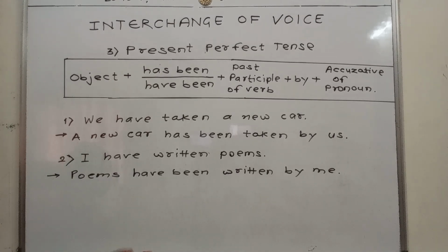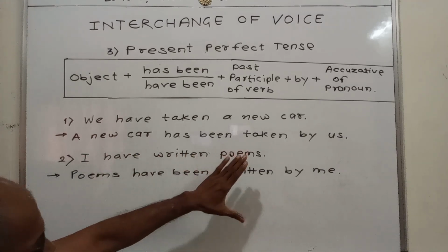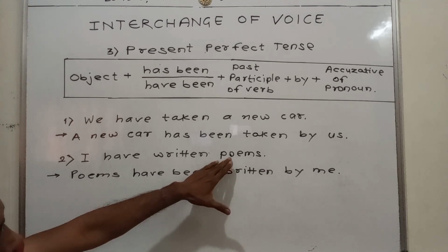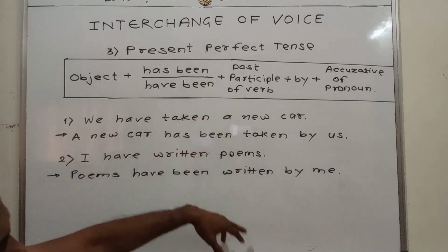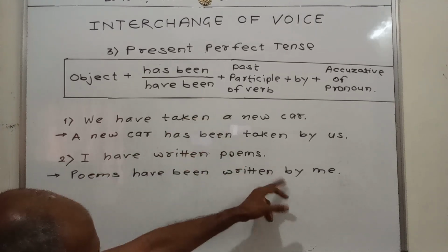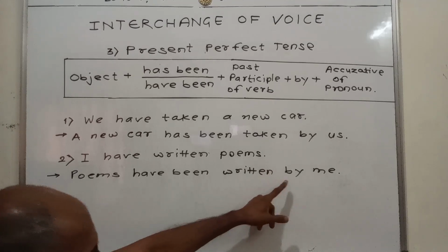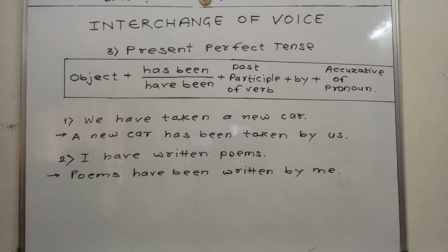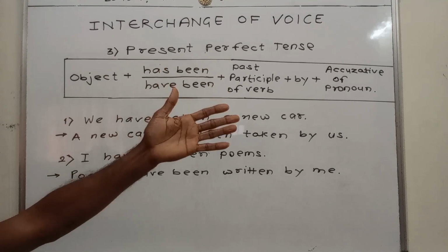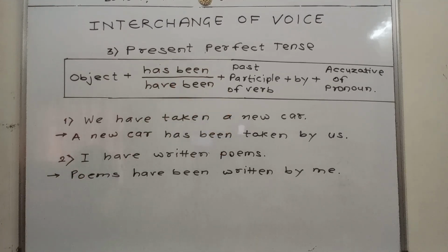If additional words are in your sentences, then put them in between these two, past participle and by, or write them finally after accusative. Did you get it?